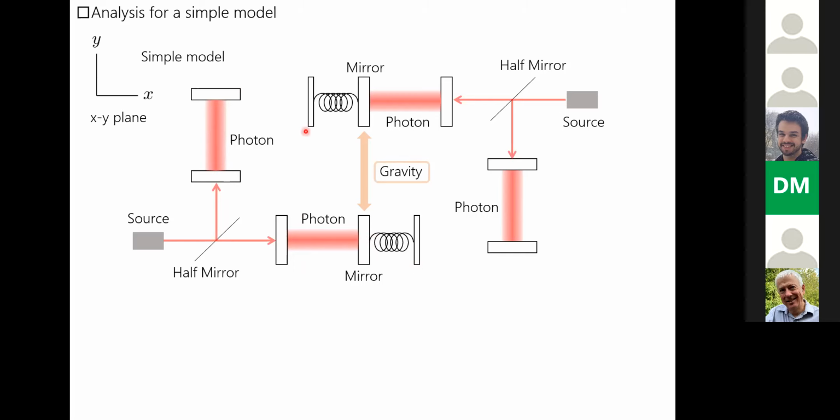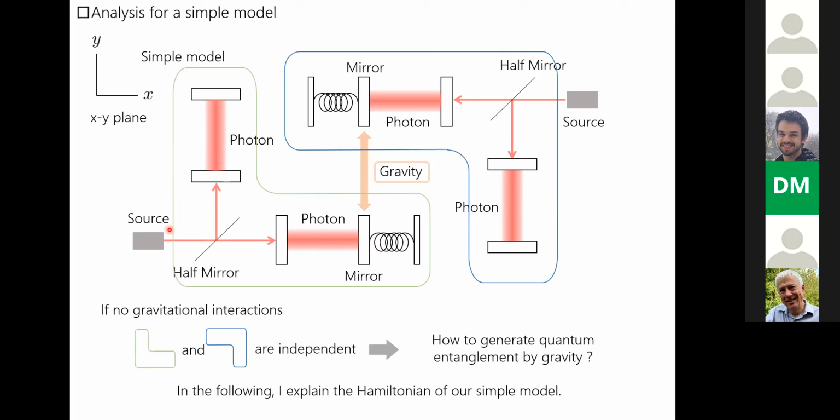We prepare another similar optomechanical system and consider the gravitational interaction between the oscillating mirrors. Without the gravitational interaction, the green and blue parts of the system are independent, so there are no correlations such as quantum entanglement. We want to investigate how the gravitational interaction generates quantum entanglement between the green and blue parts. To discuss it, we will present the Hamiltonian of the total system.